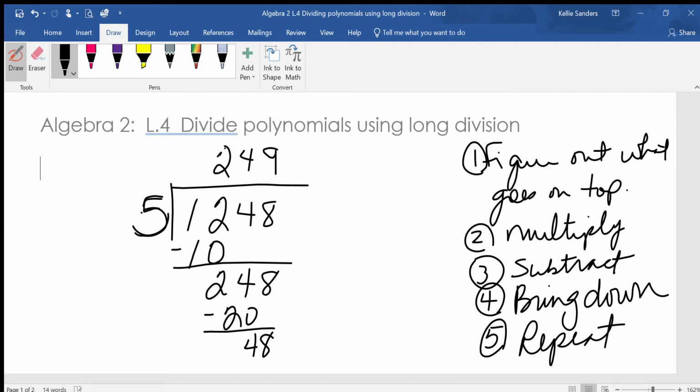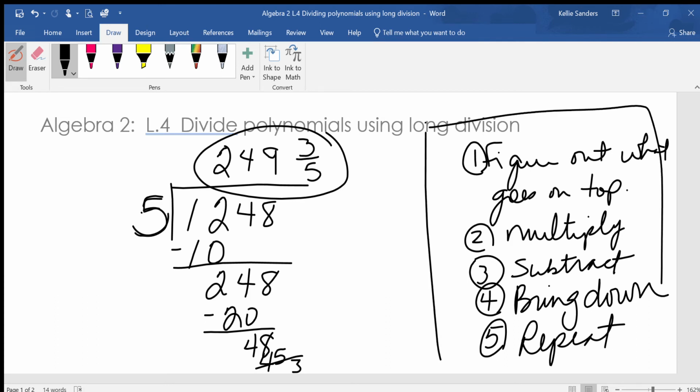9, which is 45 because we multiply. We subtract, and 3 is left. There are a couple of things we could do. We could put a decimal and keep on going, but that's not what we're doing with this lesson. 3 out of 5 was left over, right? So 249 and 3/5 was your answer for the long division. So what we're going to do is use these steps.